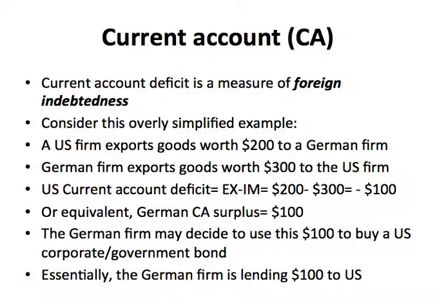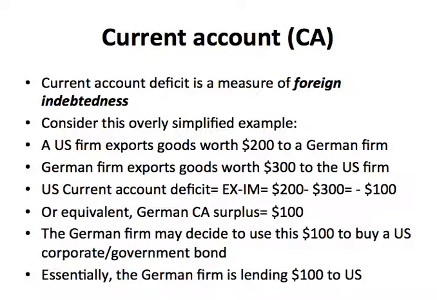So this US firm exports goods to this German firm worth $200, and the German firm then exports goods worth $300 to the US firm. So the US firm on one hand is exporting goods to a German firm worth $200. On the other hand, this US firm is importing goods from this German firm worth $300.